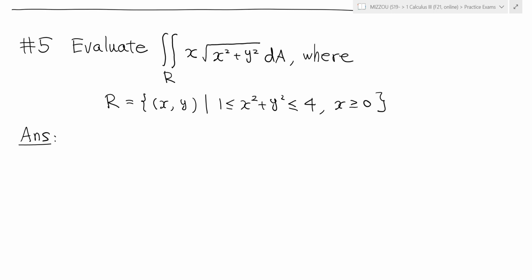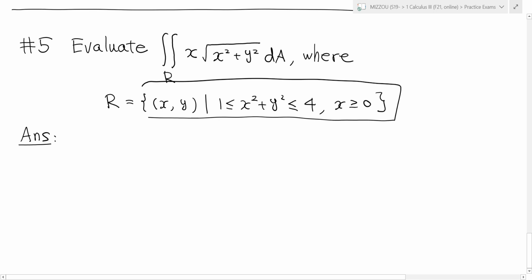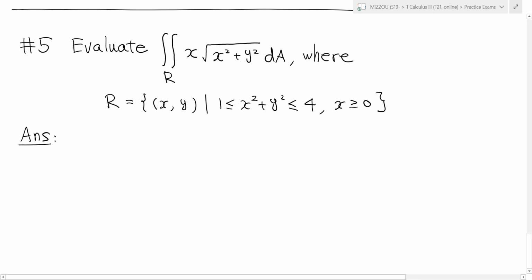All right, this is problem number 5. Evaluate this double integral where the region R is given by this set notation. The set of all (x, y) such that x squared plus y squared is between 1 and 4, and x is bigger than or equal to 0. Okay, then from this set notation, you have to visualize the region R.